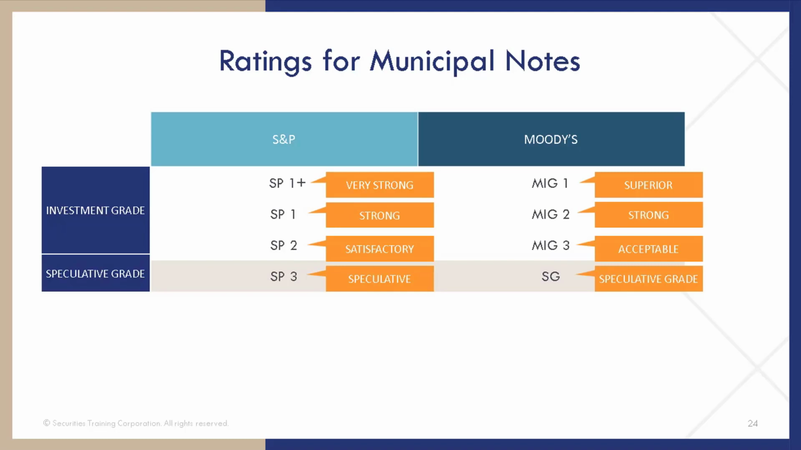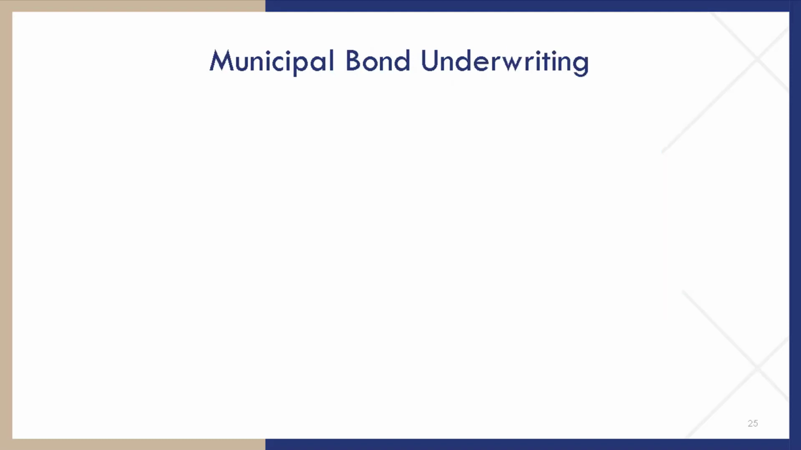Now, how do the municipal bonds get from the issuer, the state, cities, counties, towns, into the investor's hands? This is what's called the underwriting process.